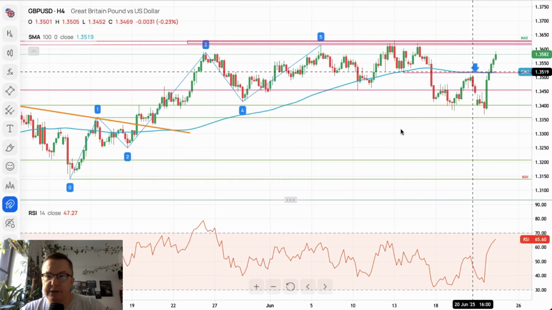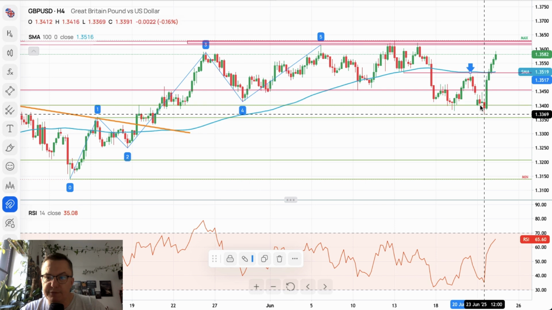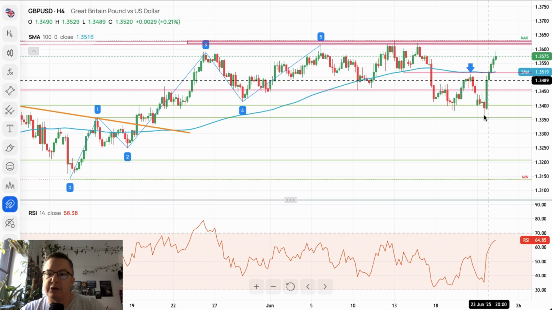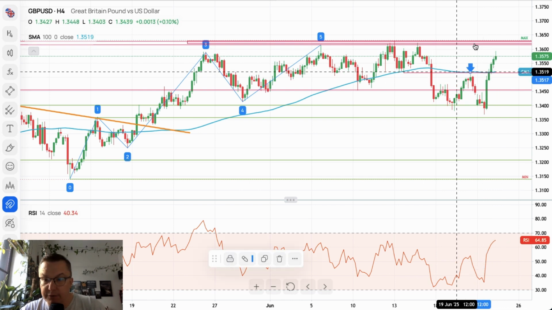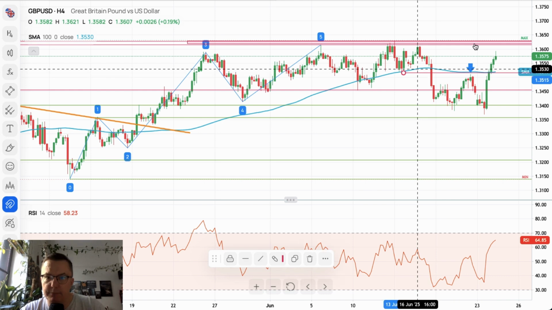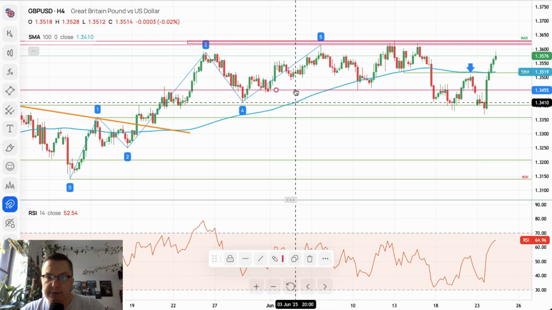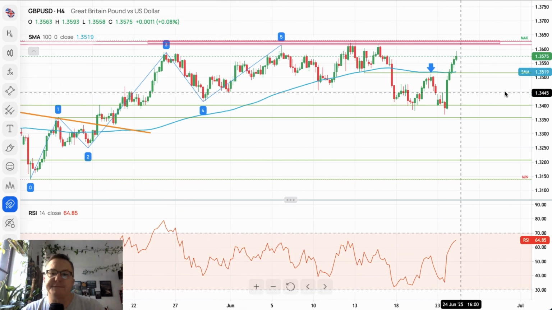The same situation is with the cable. As you can see, the cable jumped from the level of 1.3369. Momentum is very strong, 65 points. We are trading very close to the supply zone yet again. We broke above the 100 periods moving average, and we broke above the technical resistance. Now this level will be support, 1.3519. So let me just remove some levels, and yes, that's about it.